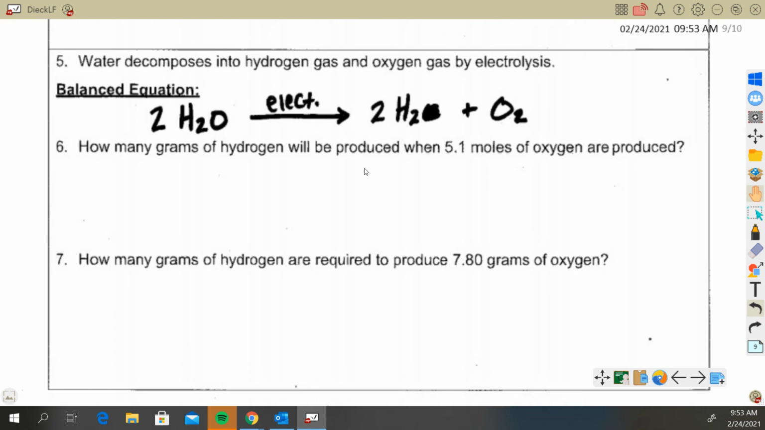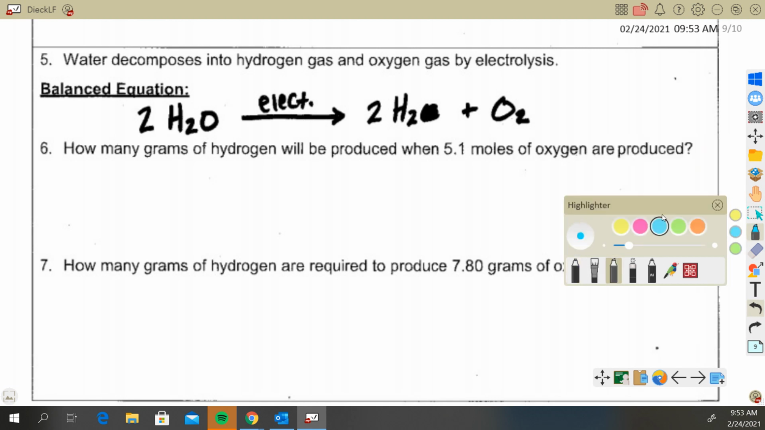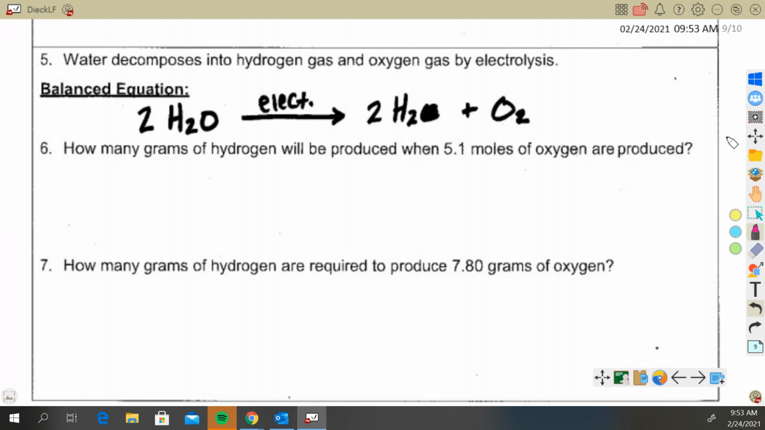Let's look at question number 6. Question number 6 reads, how many grams of hydrogen will be produced when 5.1 moles of oxygen are produced? What is my given in that problem? 5.1 moles of oxygen. So we're going to find oxygen. It's right here. We're going to make sure that's highlighted. So that's my given. What do I want? Hydrogen. Specifically, what of hydrogen? Grams of hydrogen. So I want grams of hydrogen.